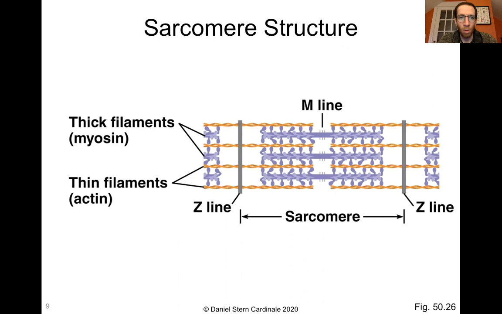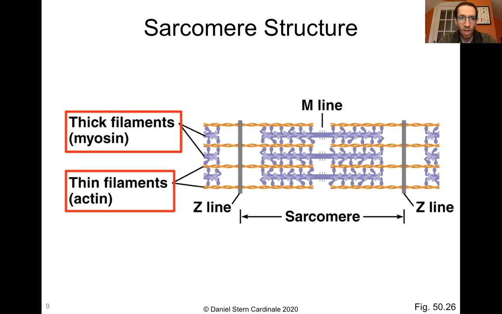Zooming in on sarcomere structure, we can see thin filaments made of actin in yellow right here, and thick filaments in purple made of myosin. The different regions of the sarcomere make up the rest of it. So at either end, we have the Z line, which is a layer of protein that the actin is embedded in. That is a stable structure. It does not move during muscle contraction, and that basically anchors the actin in place.